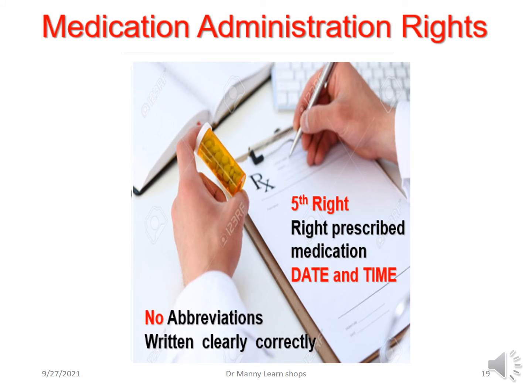And the fifth right is the right prescribed medication date and time. When the medication is to be commenced, when the medication is to be completed. No abbreviations, written clearly, written correctly. These are the 5 medication administration rights, but again, depending on your organisational policy, there can be many more.